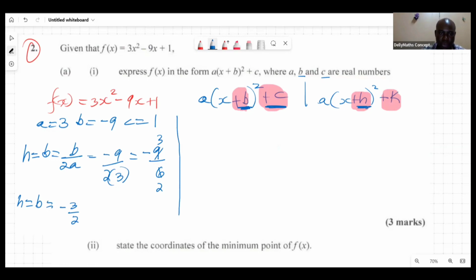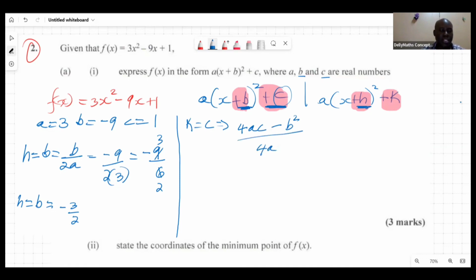Now, all I'm going to do is to find that k value now. But that k value is called a c right there. So it is a c. There's a formula that we could use. It is 4ac minus b squared all over 4a.